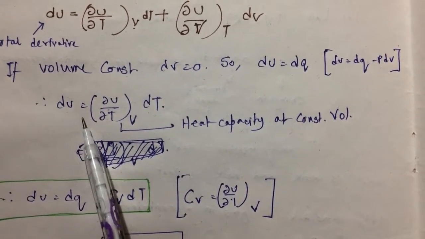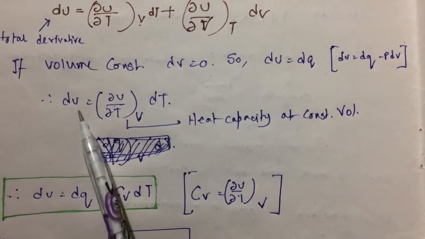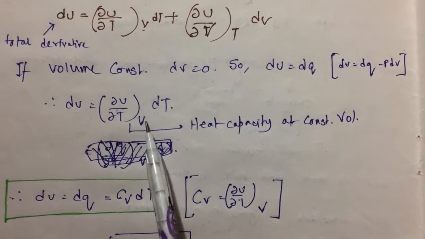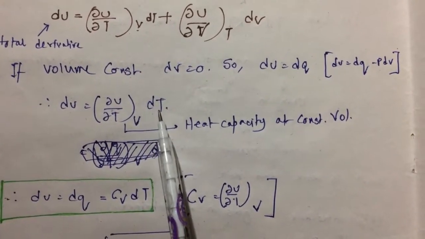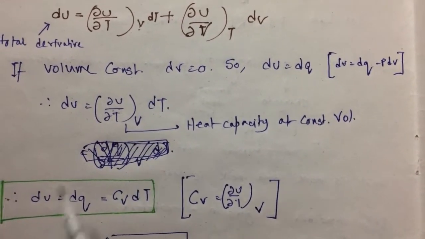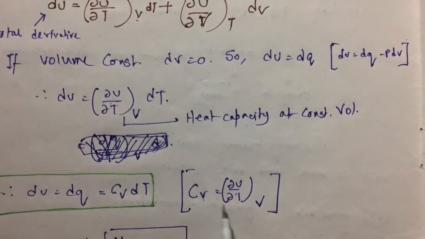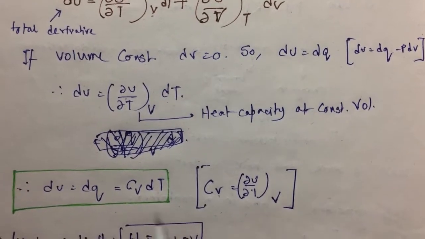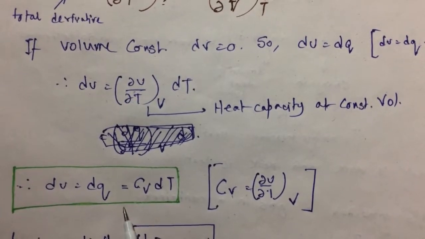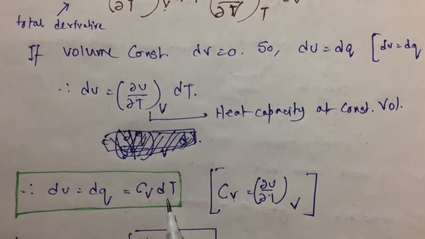So come to the equation for the total derivative of the internal energy, dU, which is equal to the partial derivative of the internal energy with respect to temperature at constant volume times dT. This is defined as the heat capacity at constant volume, which we write as Cv. Cv is the heat capacity at constant volume and is defined by this relation. So we can write from the first law of thermodynamics: as V is constant, dV equals 0, so dU equals dQ only, and that is equal to Cv dT from this equation.